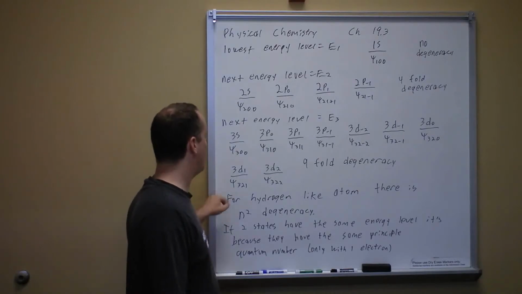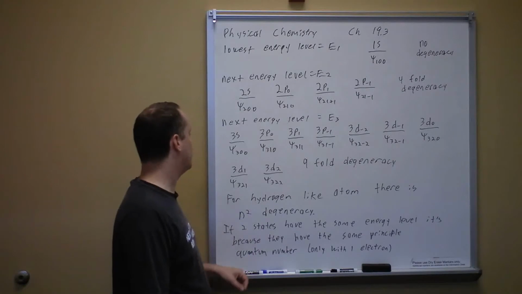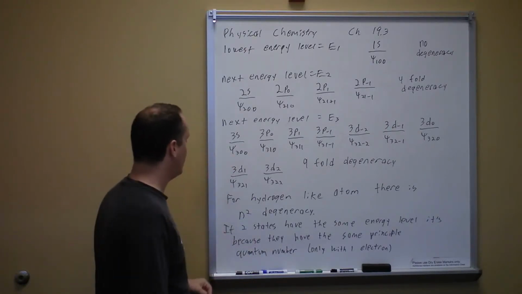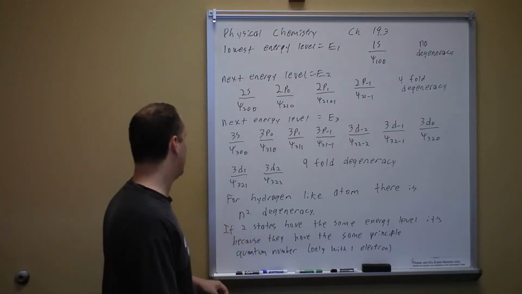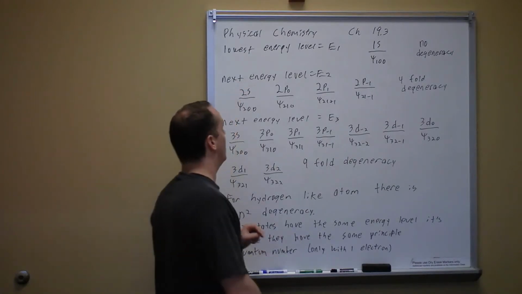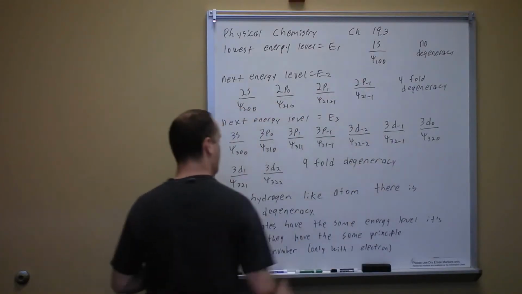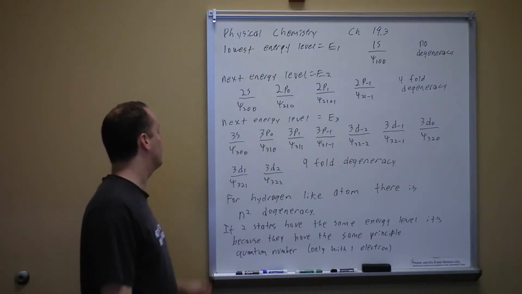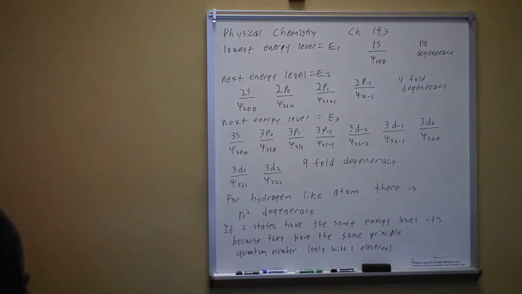So you probably figured out by now that for any hydrogen-like atom, there is n squared degeneracy. So for the next energy level E4, I would expect 16 different states. Now, if 2 states have the same energy level, it's because they have the same principal quantum number n. But this is only true when you have 1 electron. When you have 2 electrons, the interaction gets rid of some of this degeneracy.